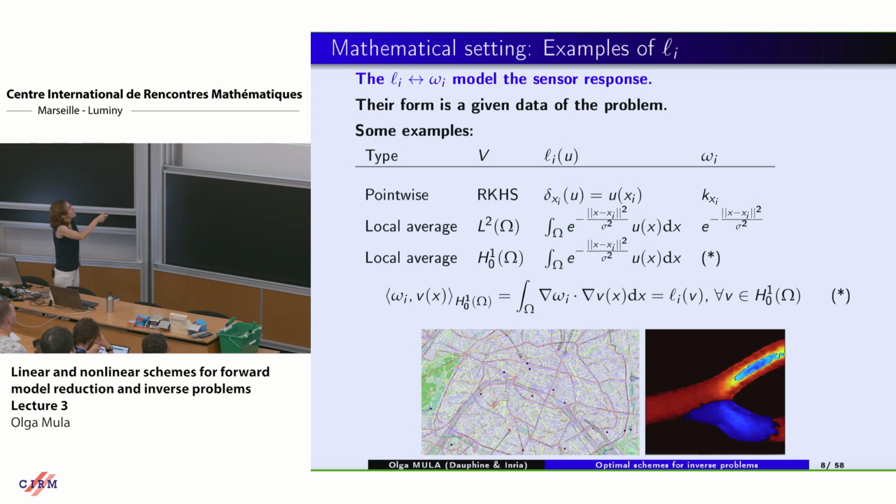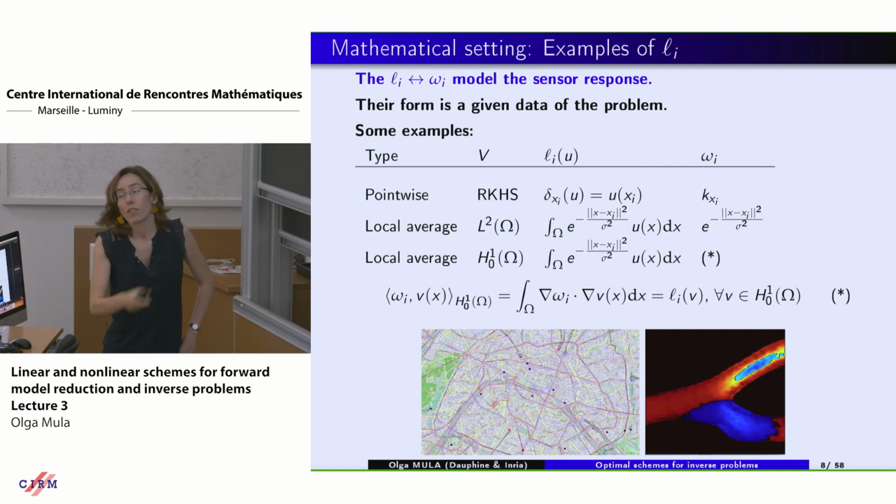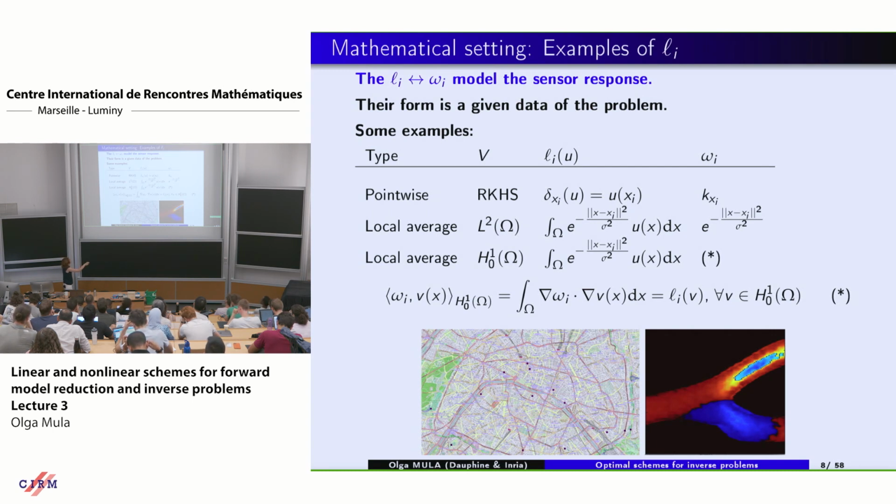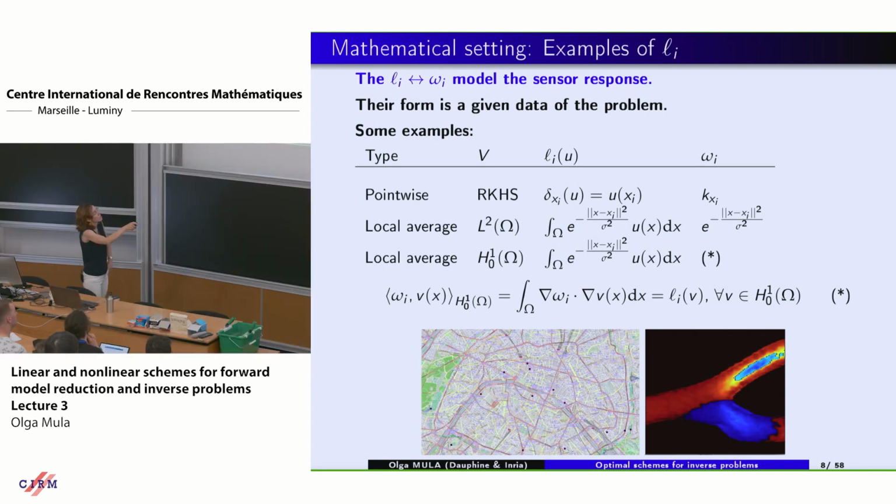Another simple example is if I work in L2 of omega, I can think that instead of having my measurements modeled by a pointwise evaluation, I am given a local average around my point xi. To model this, we can take this type of integral of u of x in which we integrate against an exponential kernel function centered at xi. So this function vanishes very quickly far away from xi, and it's a local average around xi. So this kind of thing can be the action Li of u, and in this case, in the L2 norm, the Riesz representer is just going to be given by the exponential function itself over here.